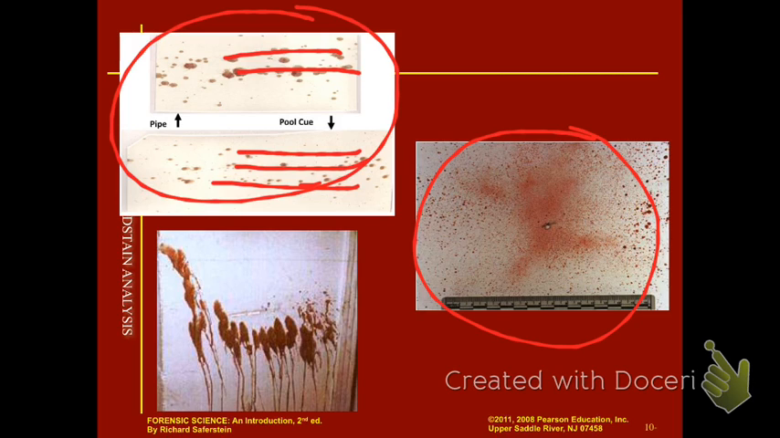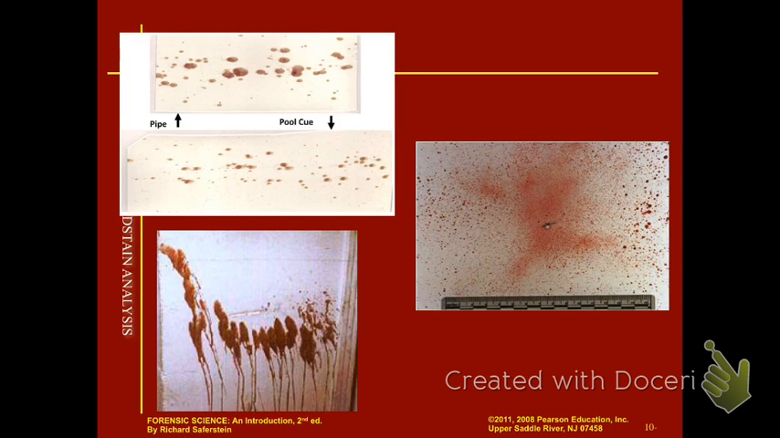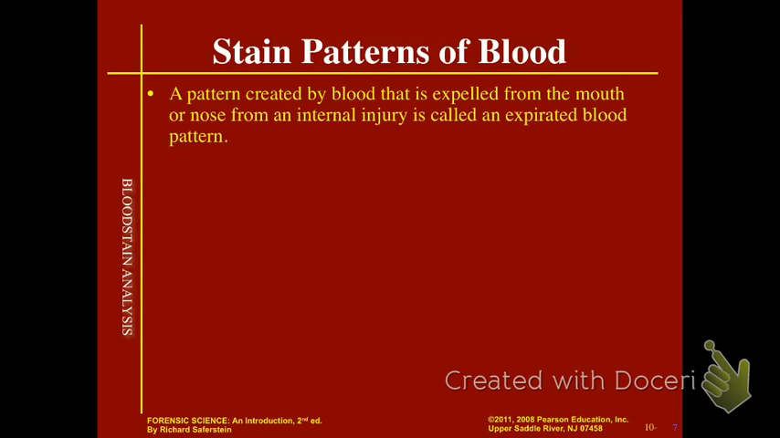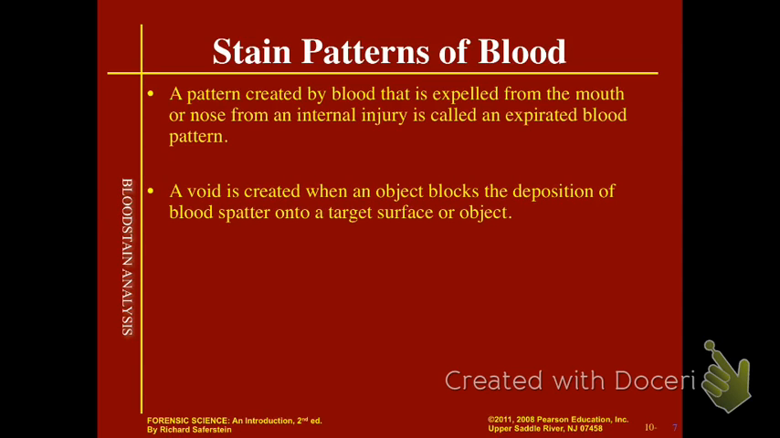And then here's an arterial spray. And you see the high impact blood spatter pattern with each heartbeat. Pattern created by blood coming from the mouth is called an expirated blood pattern. A void is created when an object blocks blood spatter onto a target surface or object.